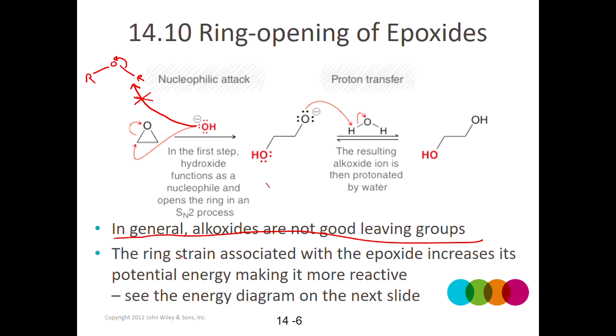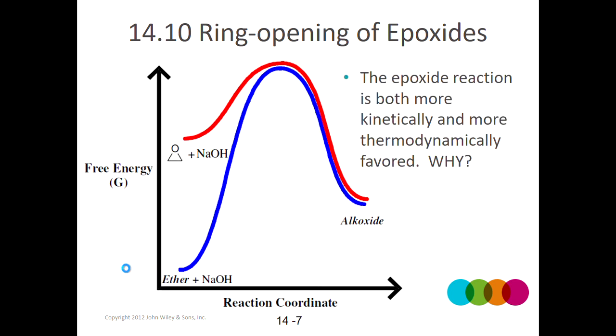So the key thing here, as we've been saying about the epoxide that makes it so useful, is it's got the ring strain, which means its initial potential energy is higher and it's more reactive, right? And we can see that from the reaction coordinate diagram. The epoxide starts off higher in energy versus an ether, right? So an ether similar to that epoxide might just be dimethyl ether, right? So there's no ring. I've got two methyl groups here.